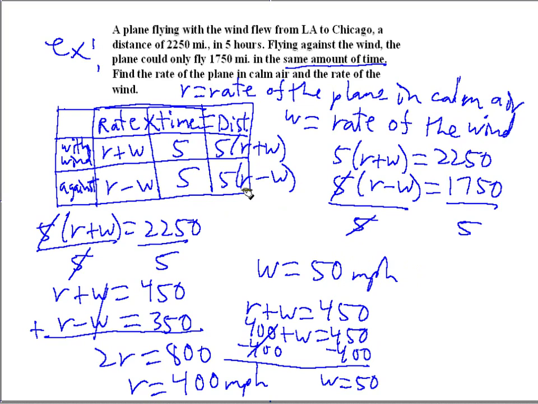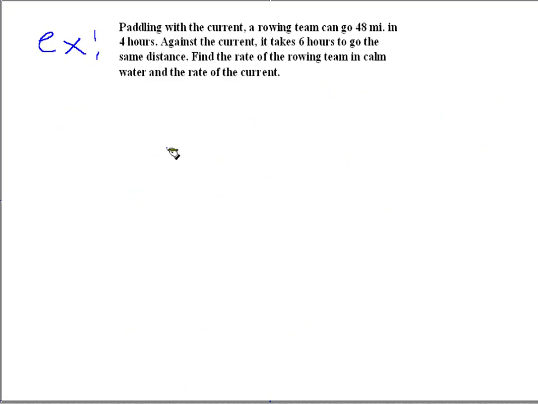All right, let me clear out the screen here. Okay, let's take a look at a rate of current problem. Paddling with the current, a rowing team can go 48 miles in 4 hours. Against the current, it takes 6 hours to go the same distance. Find the rate of the rowing team in calm water and the rate of the current. So again, how fast can this team go when there's no current, and that means calm water, and how fast is this river flowing? What is the rate of the current in the river?